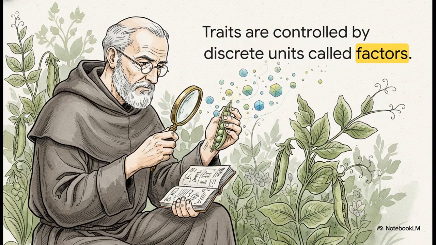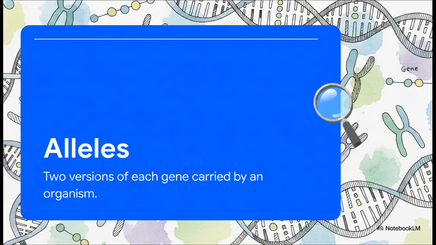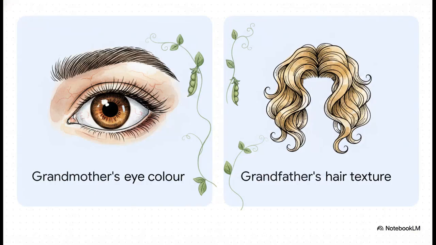He realized they're controlled by tiny, discrete units he called factors. Today, we call those factors genes. And get this, every organism carries two versions of them, known as alleles. It's like having your grandma's eye color and grandpa's hair texture hidden inside you, but only one actually shows.